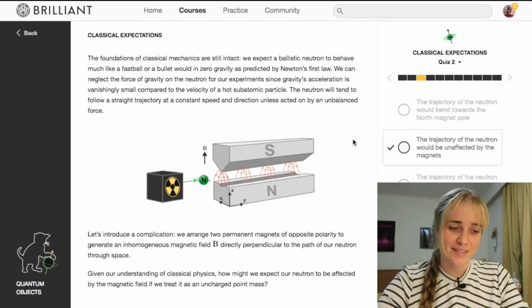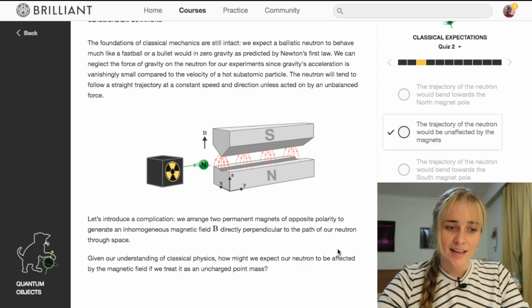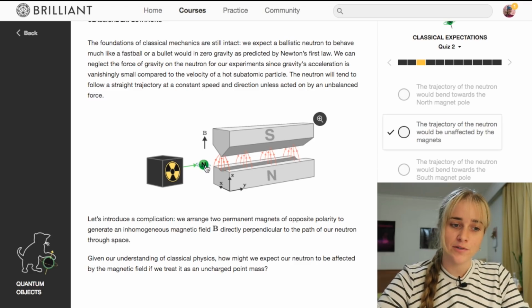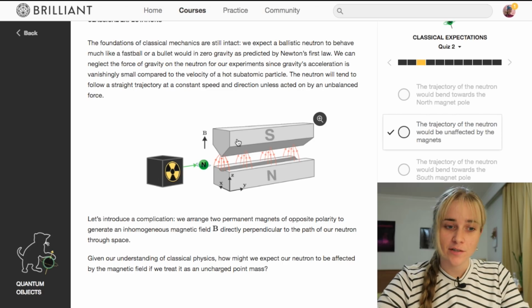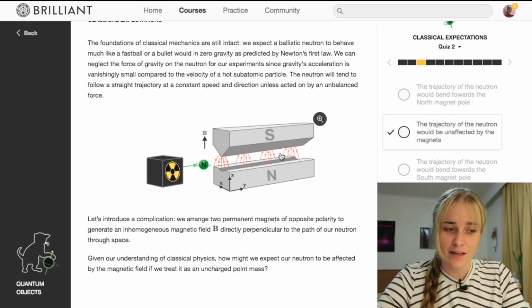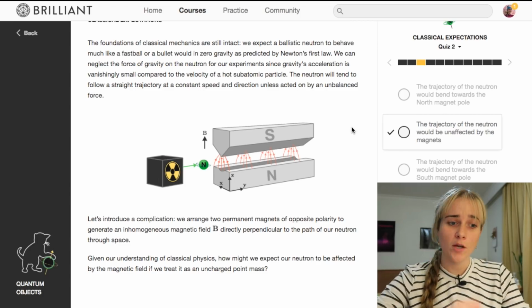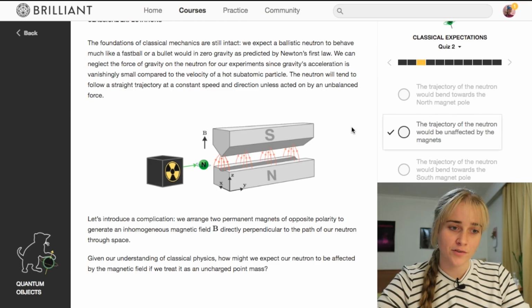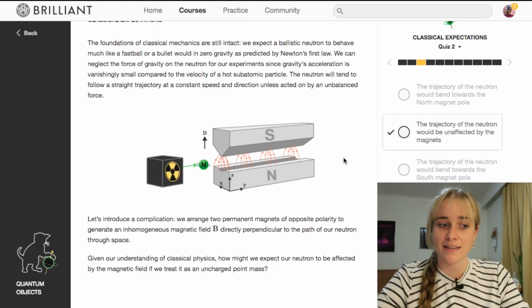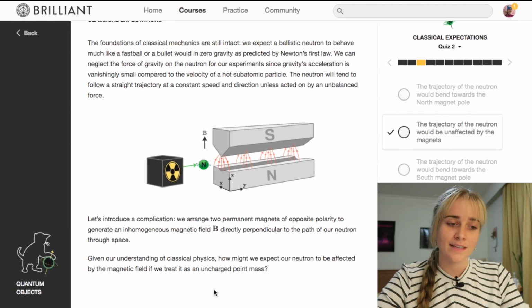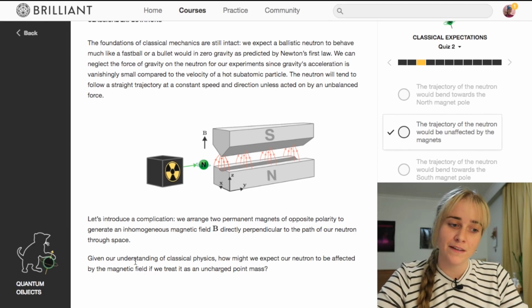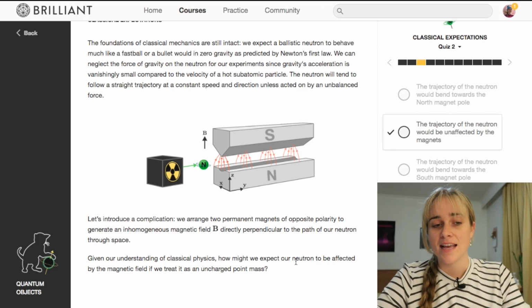So here we're introducing a first complication. We are firing our single neutron, and we've arranged two magnets of opposite polarity. That means one is like a north pole and one is a south pole, to create a magnetic field perpendicular to the path of the neutron. So it's going to travel through the magnetic field. Given our understanding of classical physics, how might we expect our neutron to be affected by the magnetic field if we treat it as an uncharged mass?